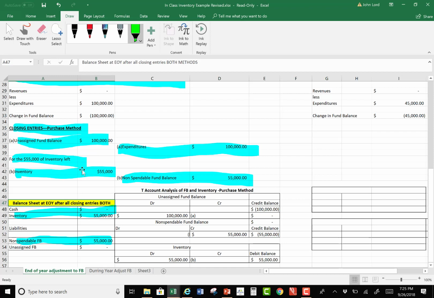On the statement of revenues, expenditures, and change in fund balance there is a difference, but on the balance sheet there is no difference in how it's ultimately presented, right?